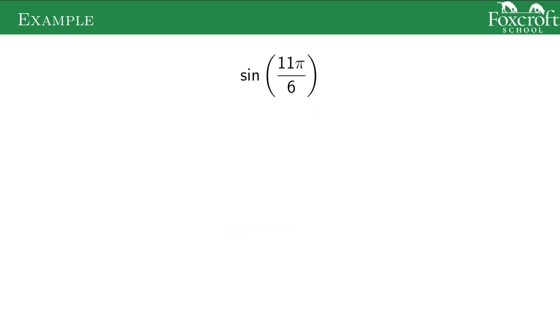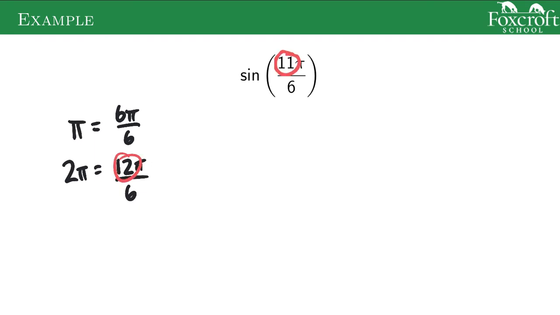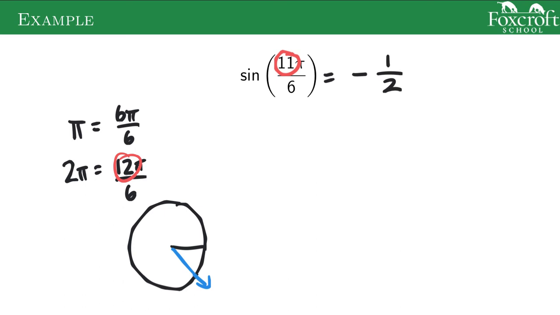All right, same thing, 11 pi over 6. So pi is 6 pi over 6, just the same number over itself. 2 pi is double that number, so it's 12 pi over 6. And again, 11 is slightly less than 12, so if I think about my unit circle, I haven't made it all the way around to 2 pi yet, so I'm a little bit short of a full circle, which puts me in quadrant 4. In quadrant 4, sine is negative because I'm going down and I'm talking about y values. And then sine of pi over 6 is 1/2. So putting those two things together gets me my sine value.